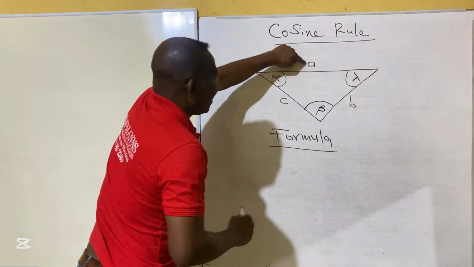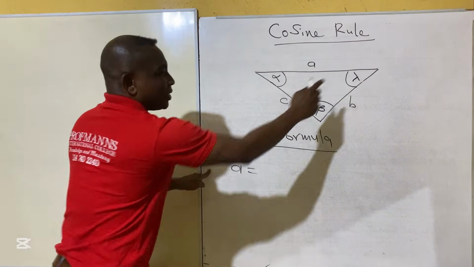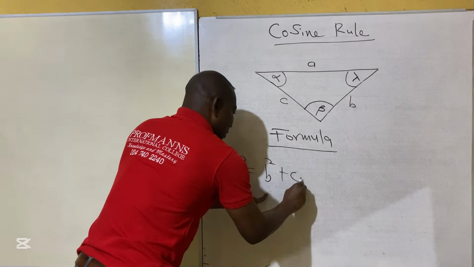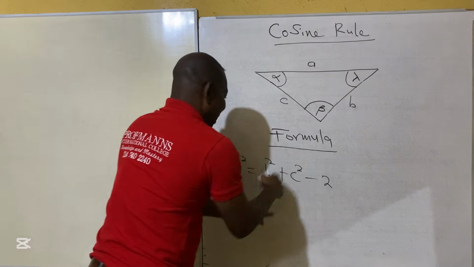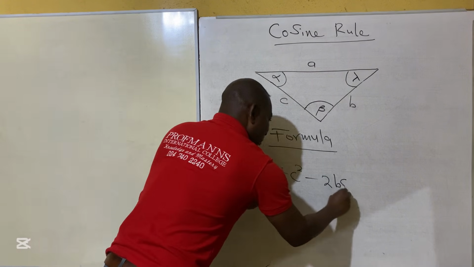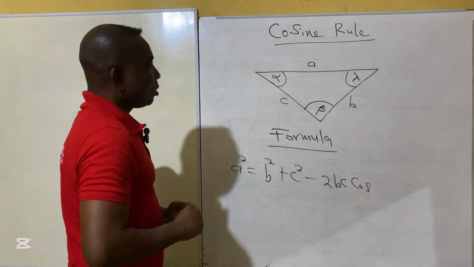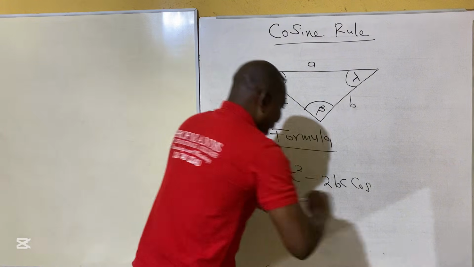So if we want side A, it's going to be A squared is equal to the other sides, so B squared plus C squared, then minus 2 times the other sides, which is B times C, then cos of the angle opposite A, which is beta.